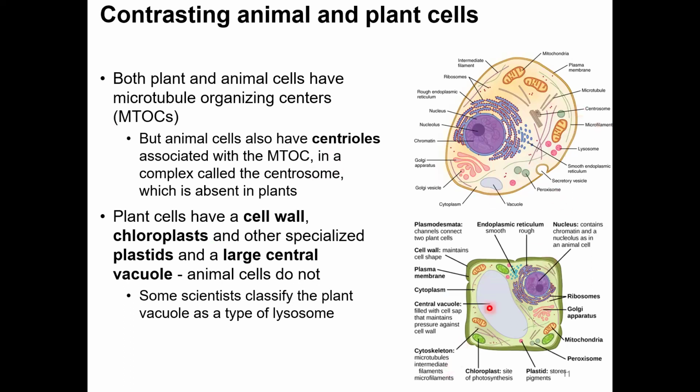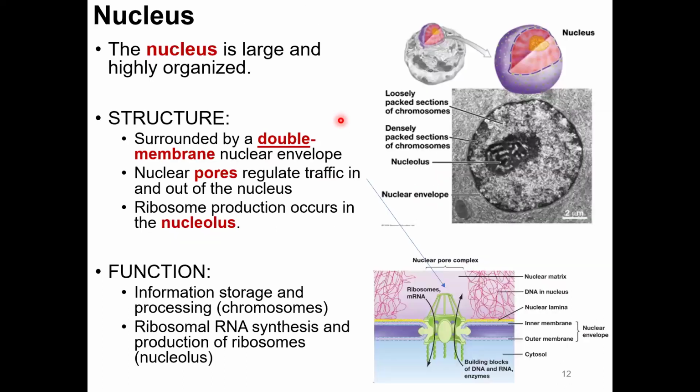So we have these different structures. Make sure you guys know the differences between plant cells and animal cells. And now it brings us to the first organelle, which differentiates between prokaryotes and eukaryotes, and that is the nucleus.